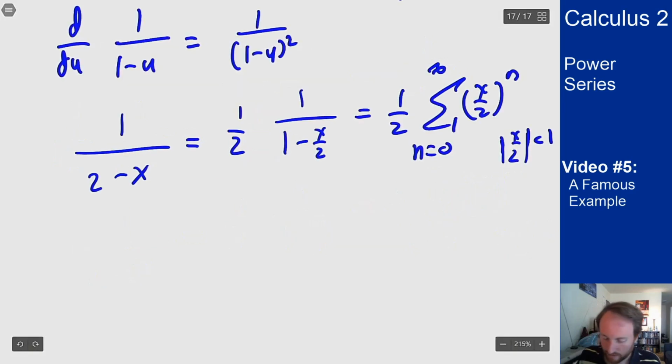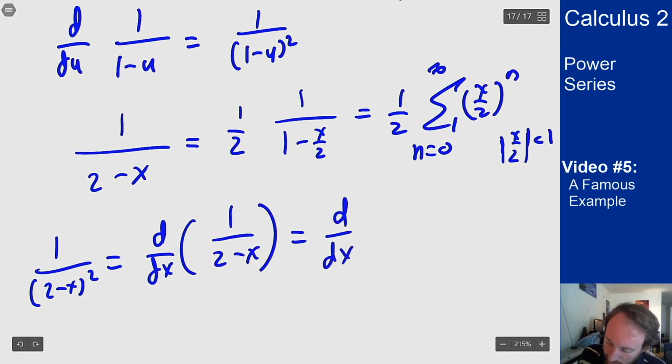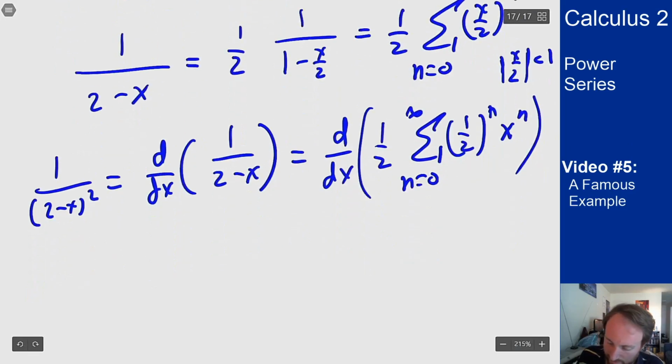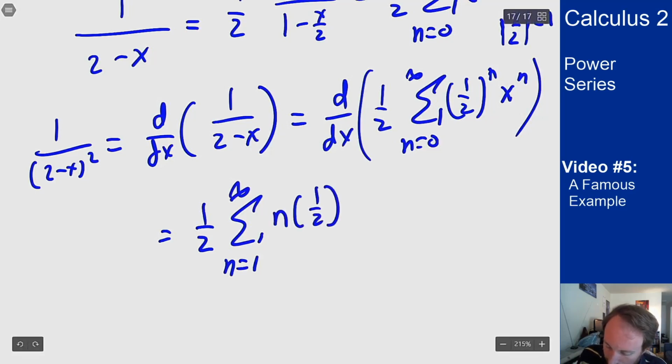And then I can differentiate. So 1 over 2 minus x squared, which is what I want to see, is the derivative of 1 over 2 minus x. We need to differentiate this power series, 1/2 sum from 0 to infinity of 1/2 to the n x to the n. Well, now I can just differentiate this. I get a 1/2 staying out front. I go in term by term, n equals 1 to infinity. I will bring down the n, 1/2 to the n, x to the n minus 1. And this is valid for absolute value of x less than 2.